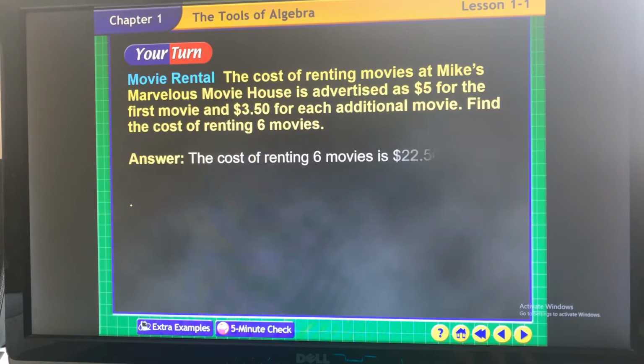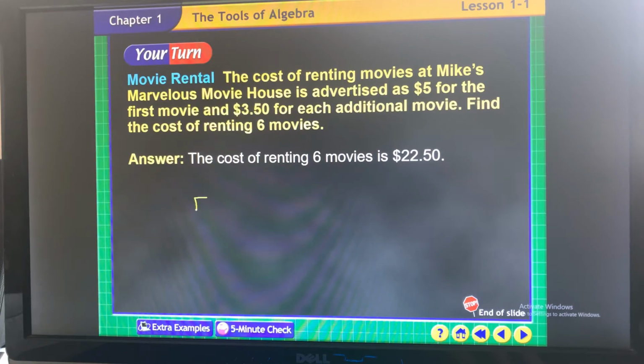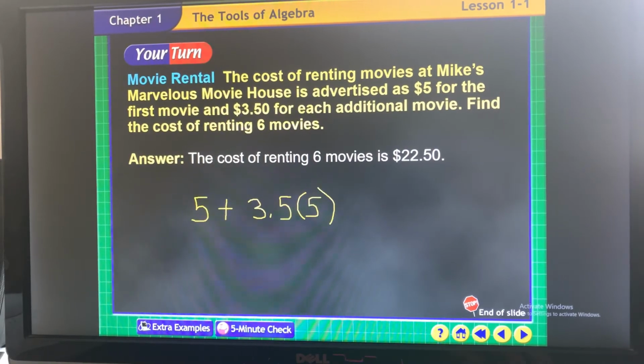Hopefully you got this as your answer. So if you look at this, it costs $5 for the first movie, plus it's going to cost $3.50 for the additional movies. Well, how many additional movies did you buy? Or rent, I should say. 5. Because remember, this is the first one, and you only got 6 movies. So this is the first movie, and then you're getting 5 more movies. That's how you came up with $22.50.